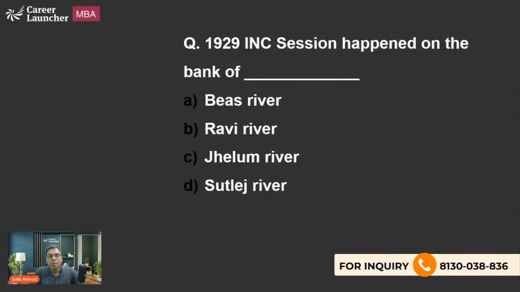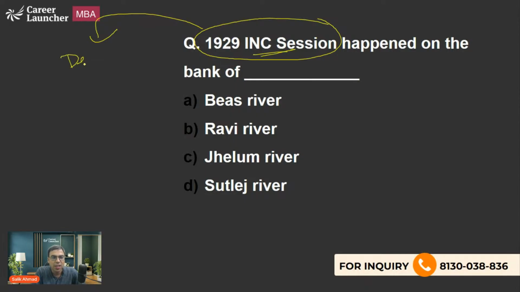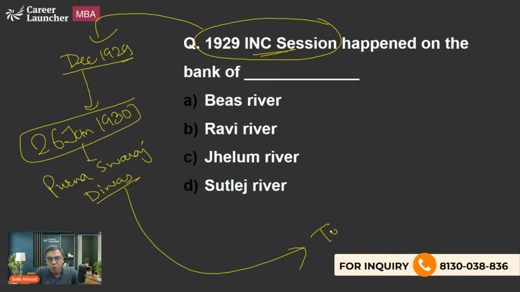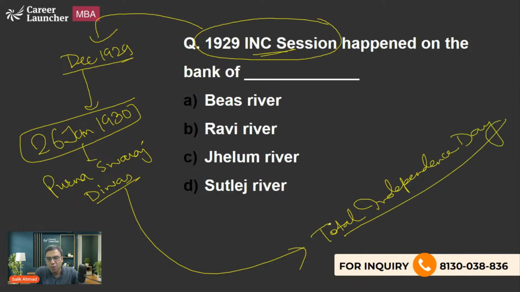Why is it important? Because in this Indian National Congress session, which actually happened in December 1929, it was decided that 26 January 1930 will be celebrated as Poorna Swaraj Divas, or what we call in English Total Independence Day. Okay, that is what you should be knowing. Poorna Swaraj Divas or Total Independence Day.